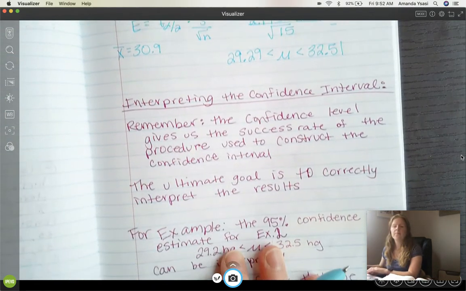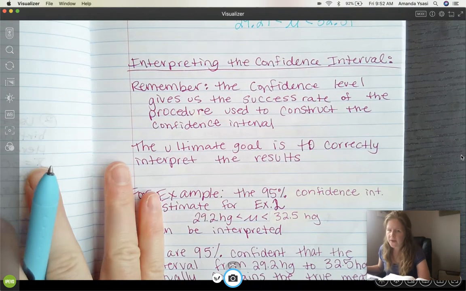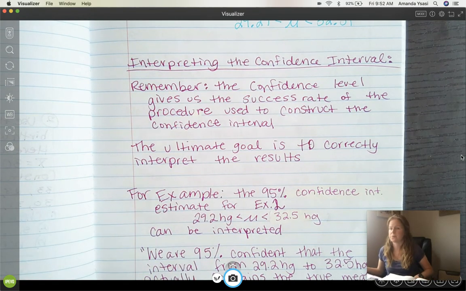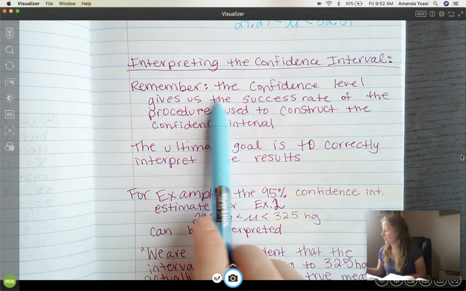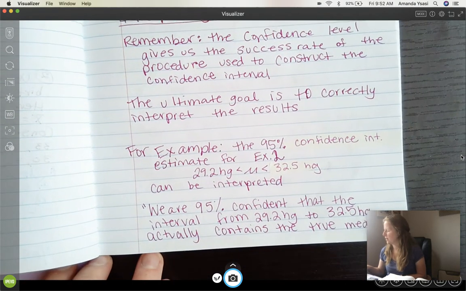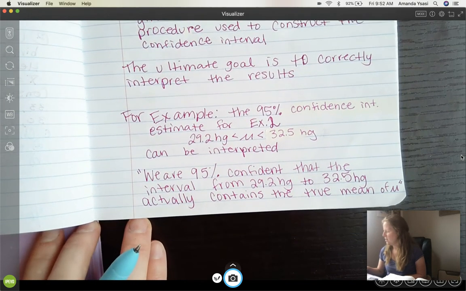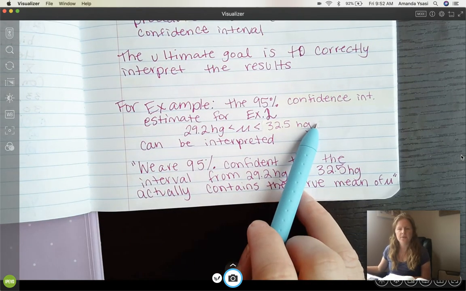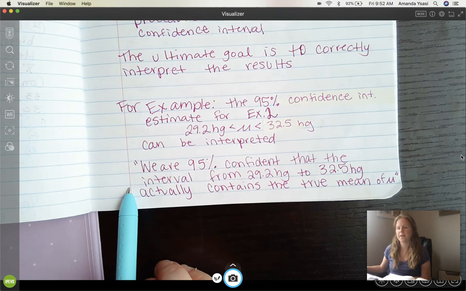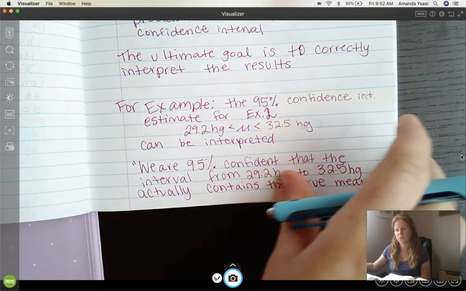All right. The important thing about confidence intervals is not just finding them; it's being able to correctly interpret the results. So we've got to remember that the confidence level gives us the success rate of the procedure used to construct the confidence interval. The ultimate goal is to correctly interpret the results. So with this data that we have, this is the way it should be interpreted. We are 95% confident that the interval from 29.2 Hg to 32.5 Hg actually contains the true mean.